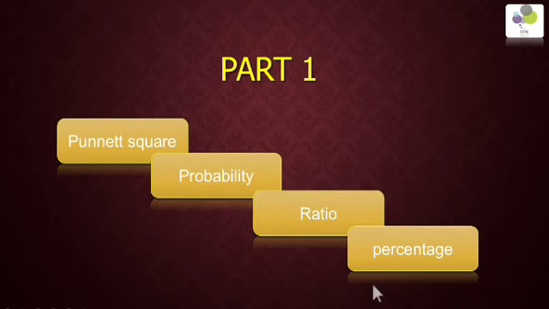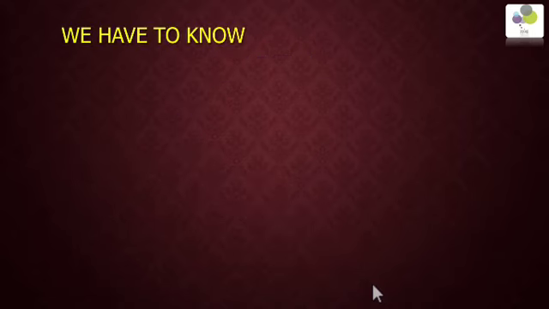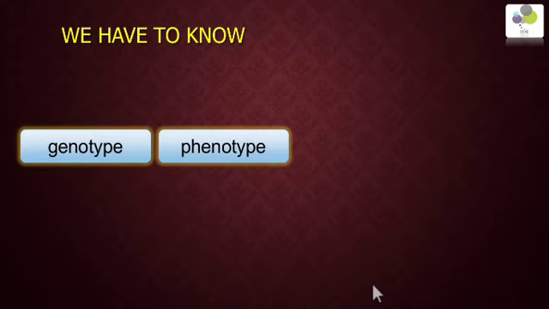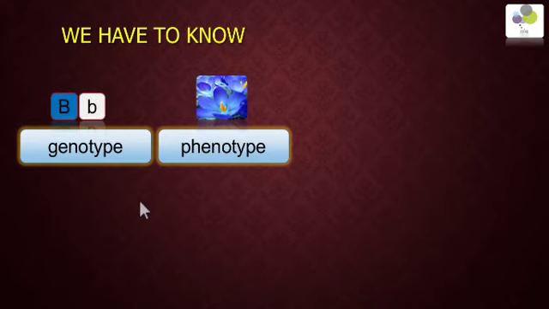But guys, before we start this lesson, we have to know some things. We have to know the difference between genotype and phenotype. As we know before, the genotype is the combination of alleles that you inherit from the parents, and we always write it with letters. The phenotype is the observable trait or the physical trait. So the genotype may be B capital, B small, and the phenotype is the observable trait, like the blue flower color.